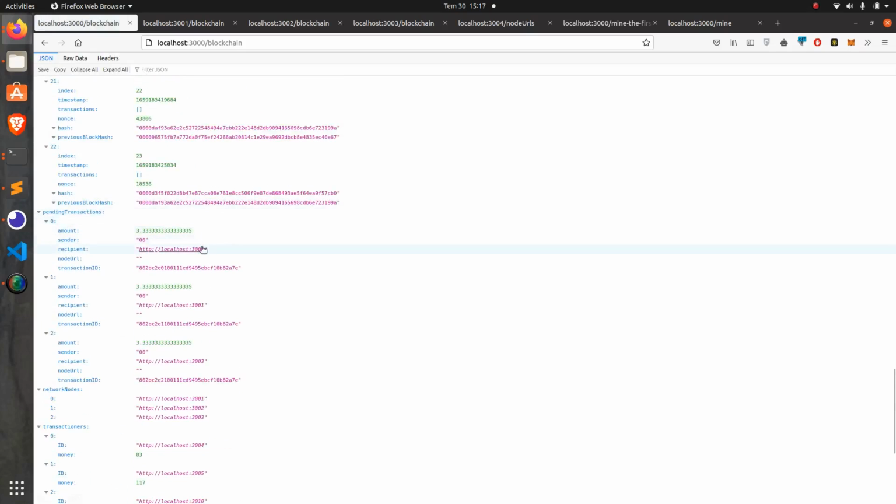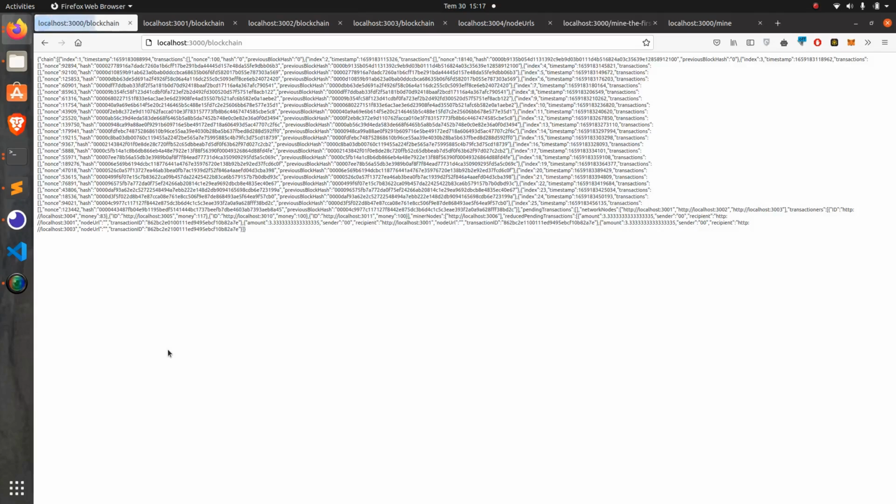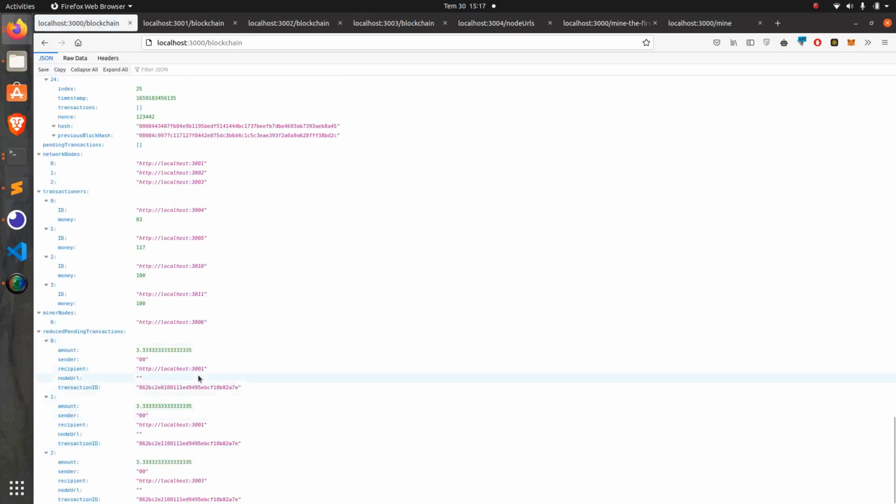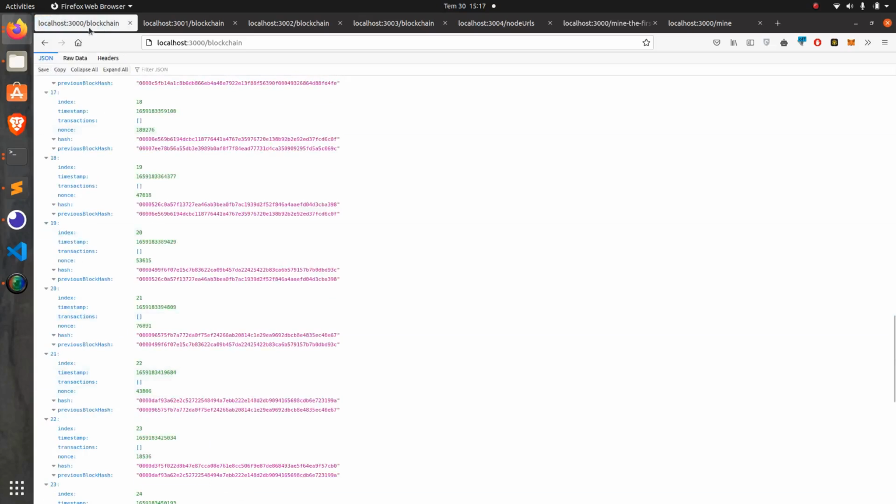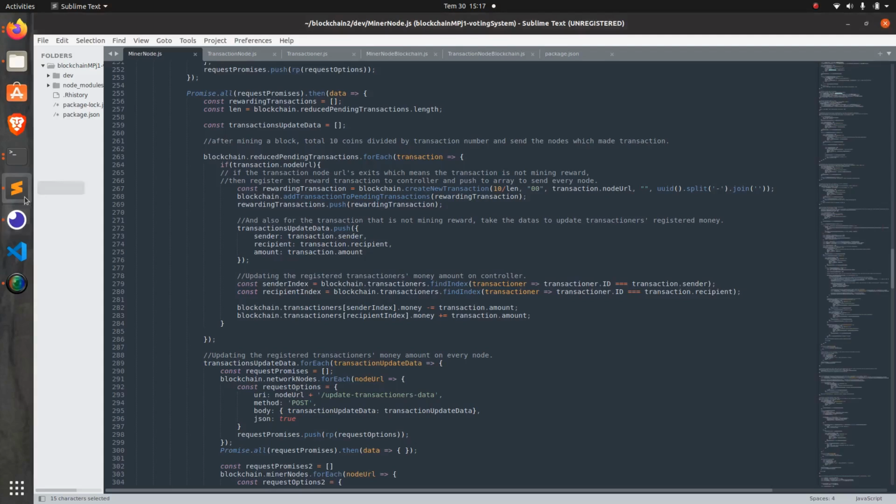Now, yes, mining has happened, and at the first request, the node at port 3001 was the first one that sent the transaction, and at the third request the transaction node at port 3002 was the first one, and they will be rewarded like I explained, by the rewarding procedure, and after that also money is changed, of course, here at the transactions. Okay, thank you.